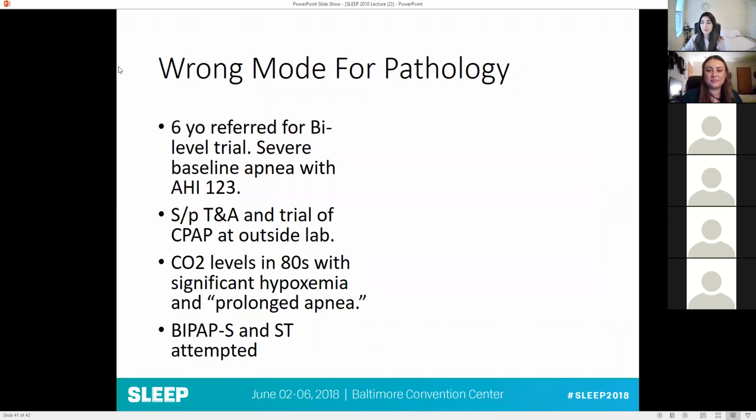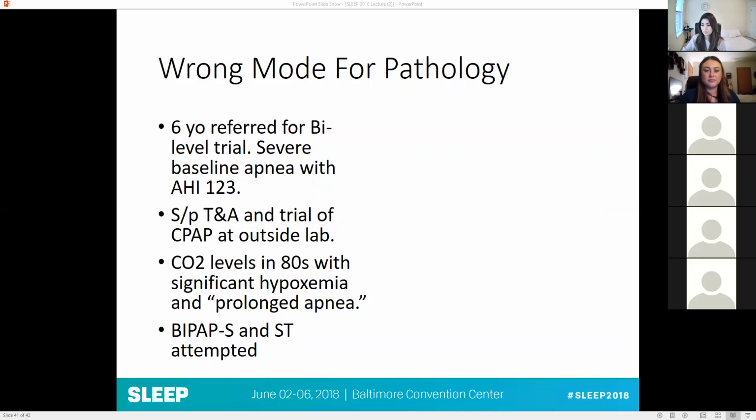So this was an interesting kiddo I saw. He was referred for a bilevel trial. He had really severe apnea at baseline, an apnea hypopnea index of 123. He underwent a tonsil and adenoidectomy and a trial of CPAP at an outside lab. His CO2 levels were actually found to be in the 80s with hypoxemia and very prolonged apnea.